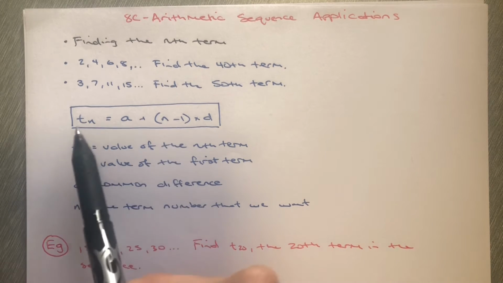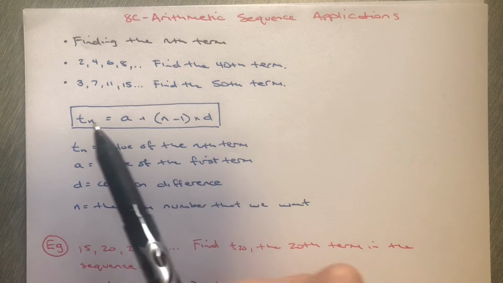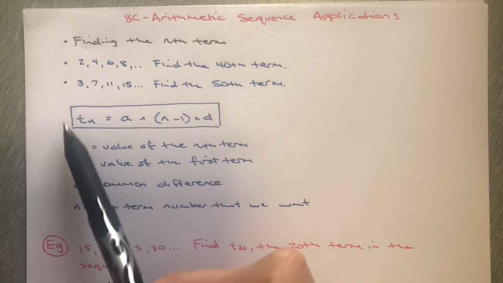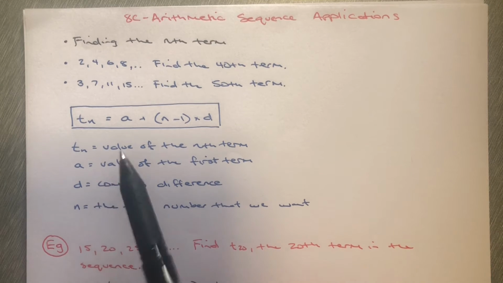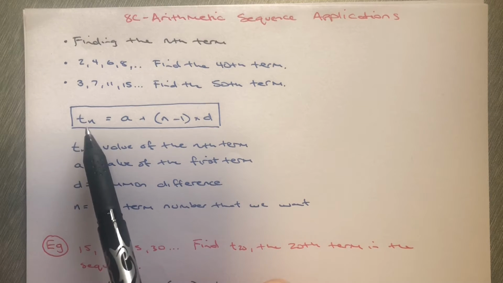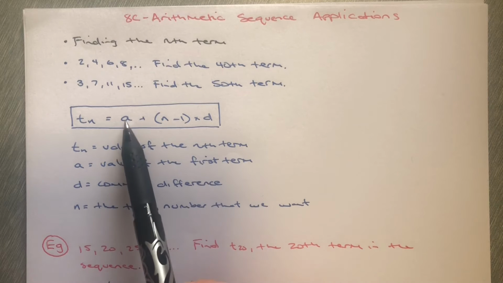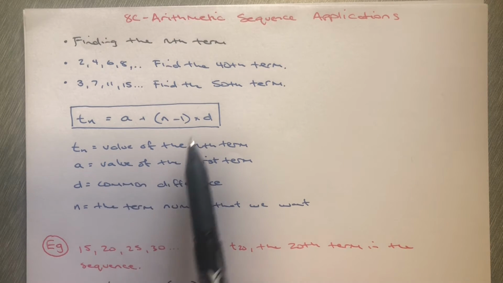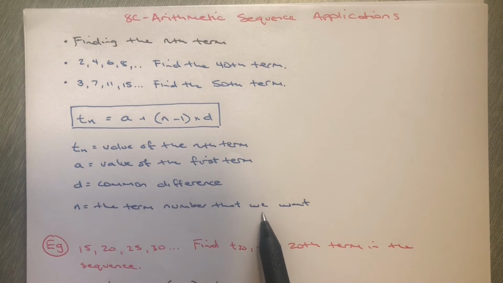So this can help us find whatever term that we want. If we want the 100th term, we'd write 100 there. If we wanted the 1,000th term, we'd put 1,000 in there. As we can see, it's got a few different things in there. It's got Tn, A, N, and D. I'll explain what each of those are. Tn is the value of the nth term. So that's normally what we're going to be trying to find out. A is the value of the first term, so we put that in there. D is the common difference, we'd be putting that in there. And N is the number term that we want. So if we want the 100th term, we'd put 100 in there as well.